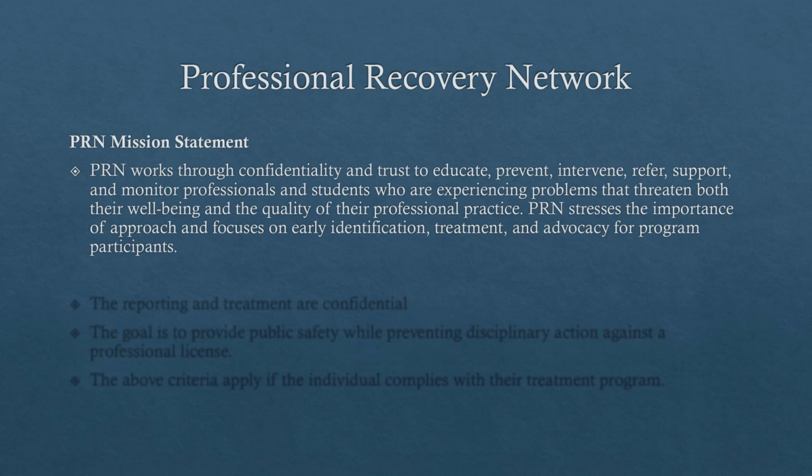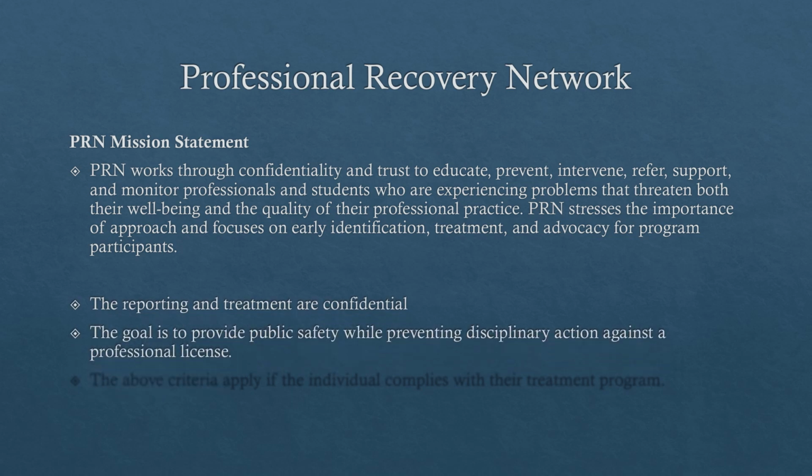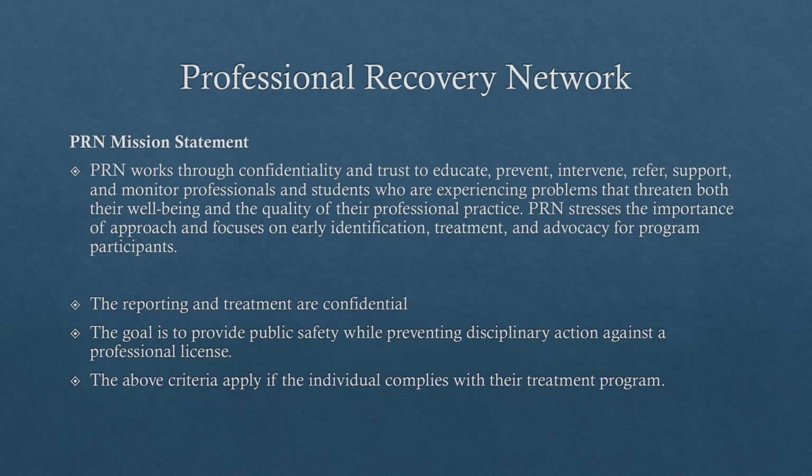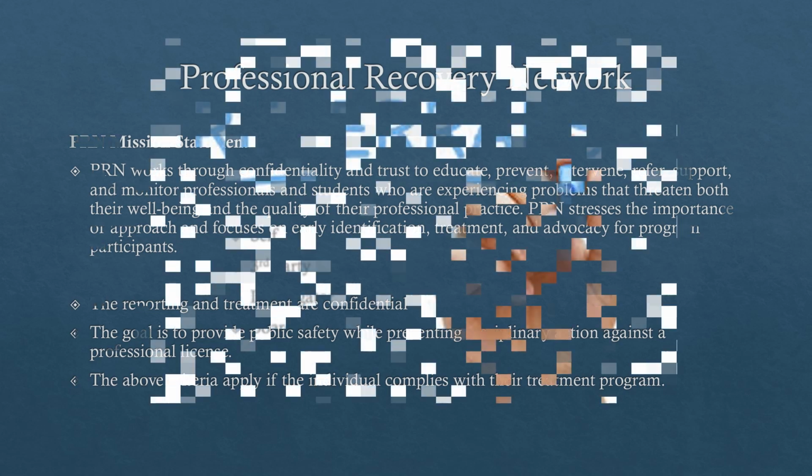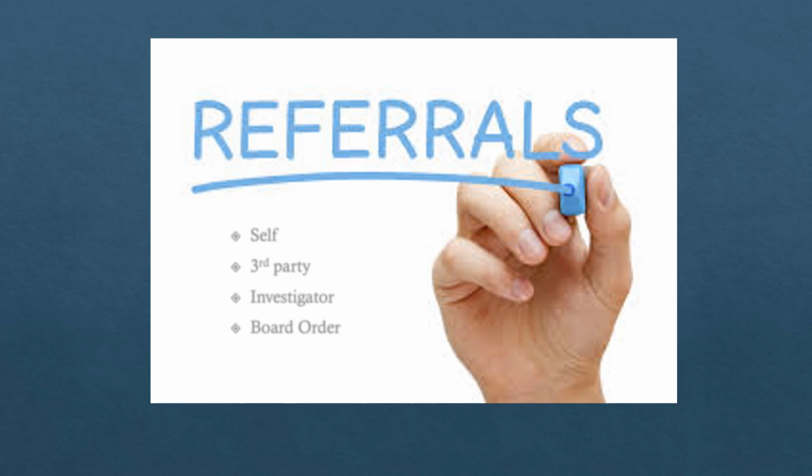If one is enrolled in the Professional Recovery Network, it's important to note that the reporting and treatment are confidential. The goal is to provide public safety while preventing disciplinary action against the professional license. However, those criteria only apply if the individual who's enrolled complies with their treatment program. Referrals to the Professional Recovery Network can be by oneself, through a third party, by an investigator, or through board order.